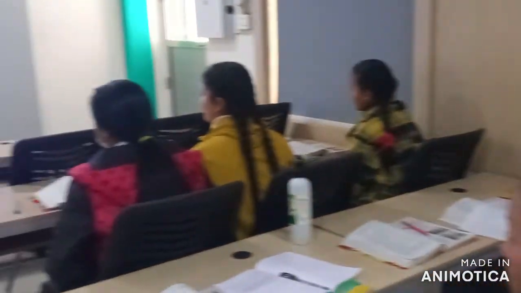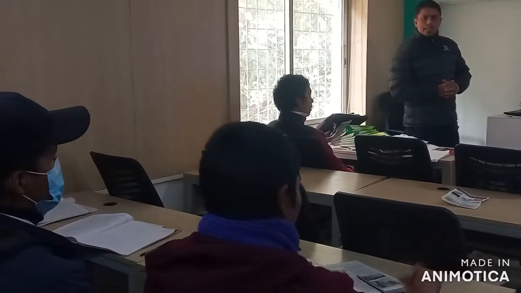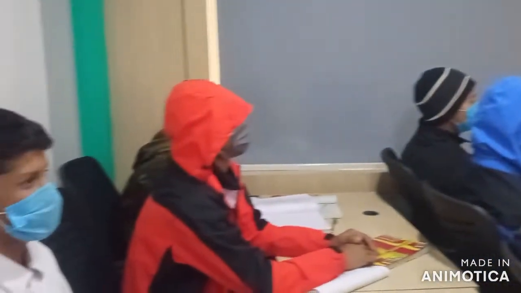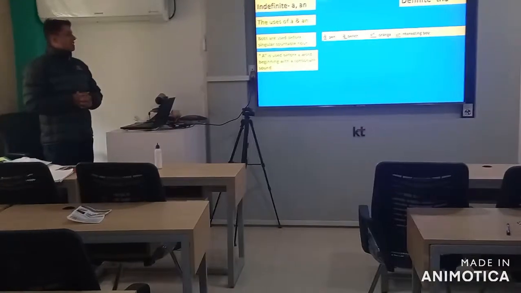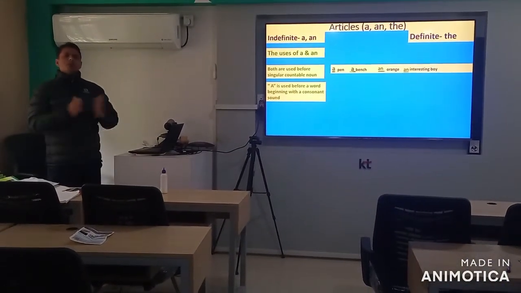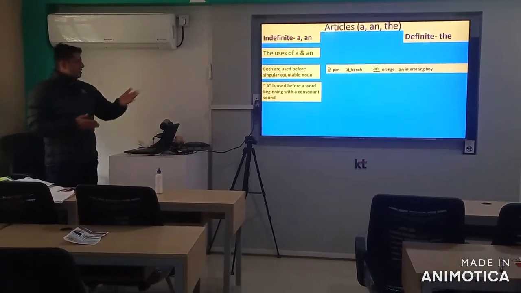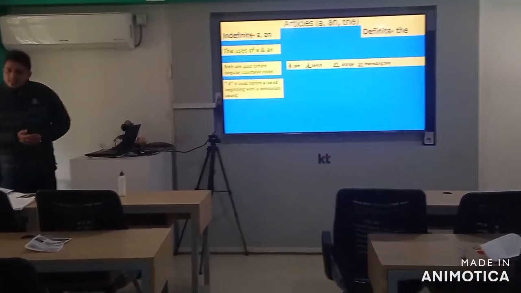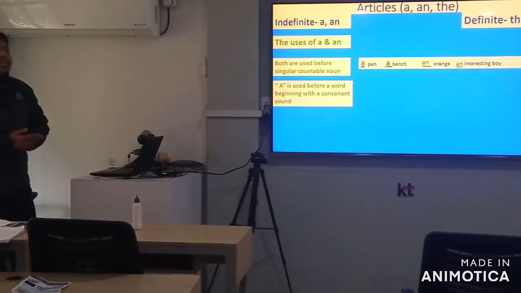Now let's jump to the next use. Now we have to be specific. Look here. A is used before a word beginning with a consonant sound. In the above rule, we talked about both, either a or an. Now we will be talking about only a. In which situation do we have to use the article a?